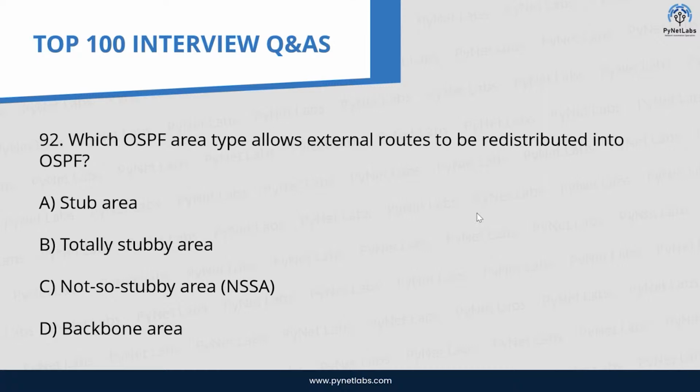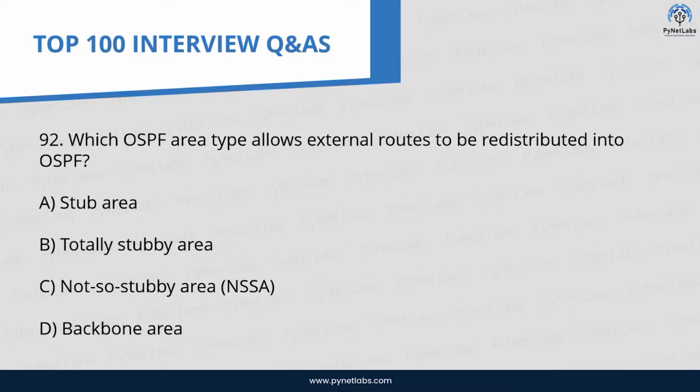So the correct answer for question number 92 is that the area that allows external routes to be redistributed into OSPF is the not so stubby area. The correct answer is option C, because in NSSA, the external routes can be redistributed into OSPF as a type 7 LSA, and then they are converted into type 5 LSA for propagation throughout the OSPF domain. Therefore, option C, not so stubby area, is the correct answer.